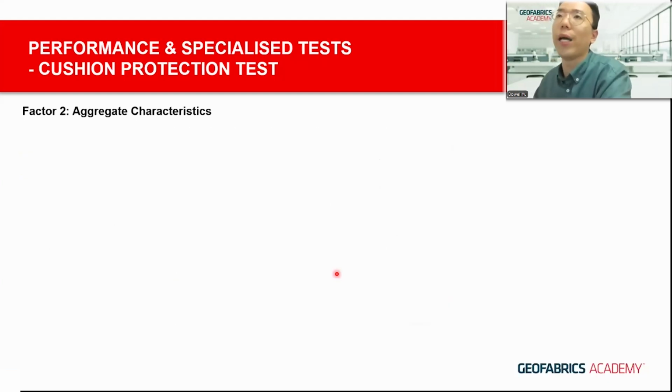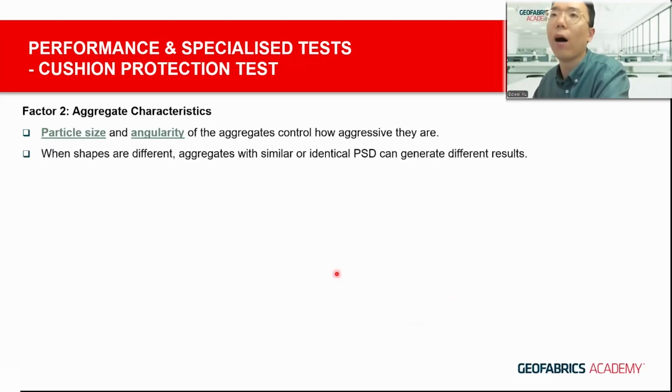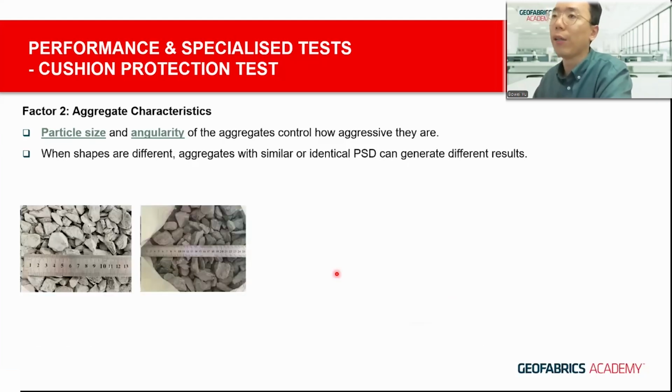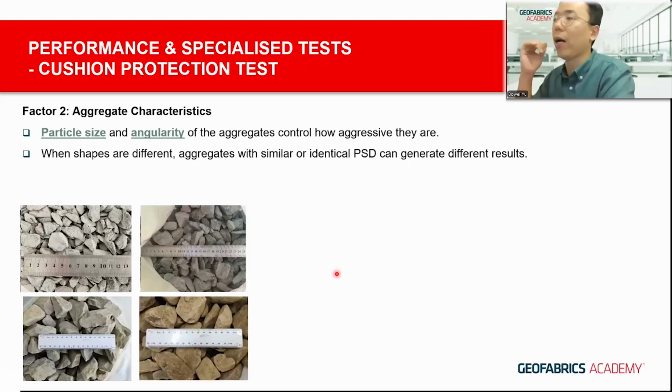The second factor is your aggregate type, particularly the particle size and the angularity, because they are the two factors that eventually control how aggressive the aggregates are. Notably, even aggregates with similar or identical PSD can generate very different results because they are very different in terms of how aggressive they are. The four pictures here are just a few examples of the different shapes and sizes of aggregates we receive at GRADE to carry out those tests.